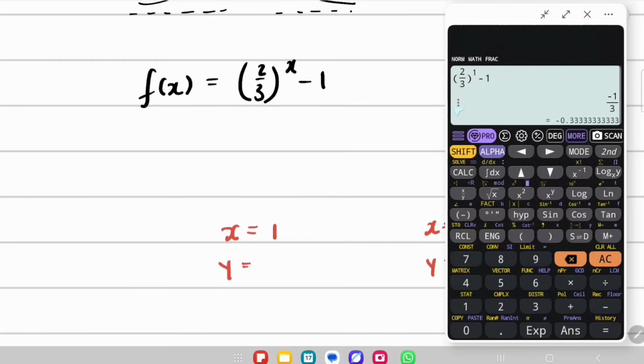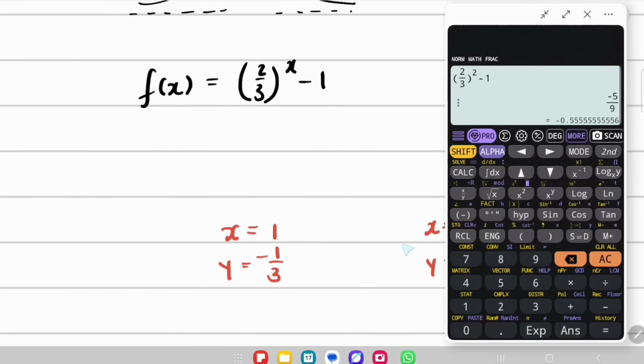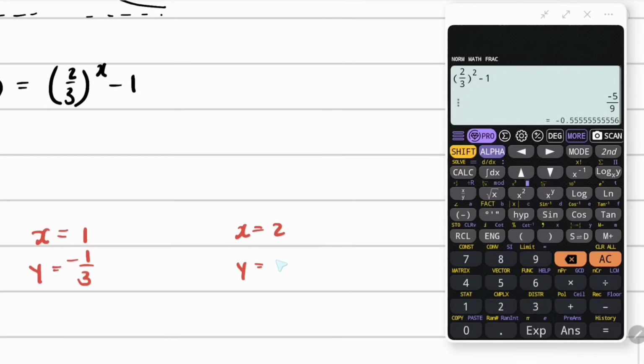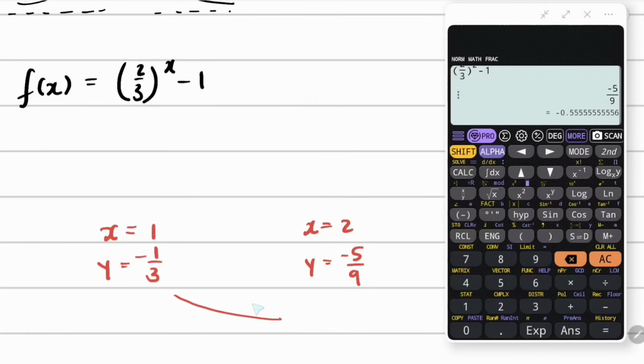You see that when we substitute 1 in place of x, we get -1 over 3. And if you change that now to a 2, then you get -5 over 9. And all you have to do is compare. -1 over 3 is -0.3 recurring, and this is -0.5 recurring. So is it increasing or decreasing? It would be decreasing, okay?